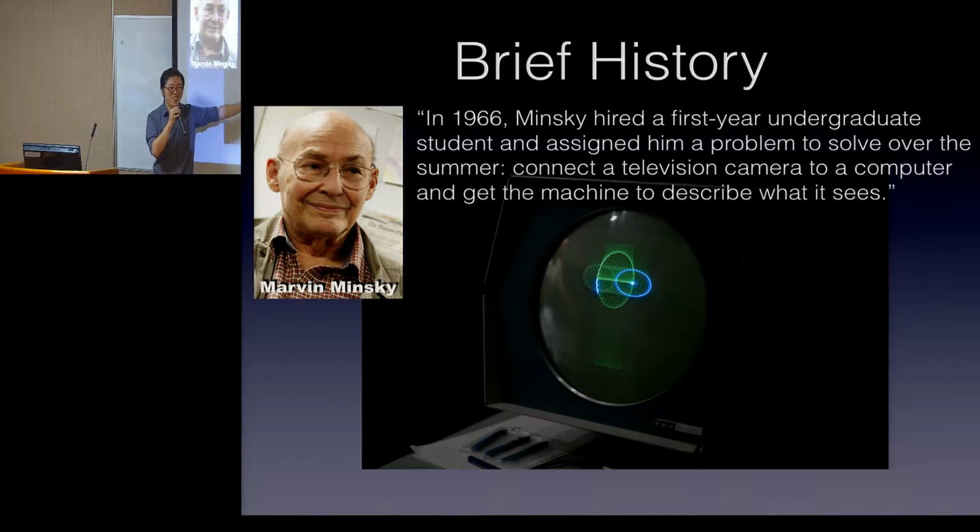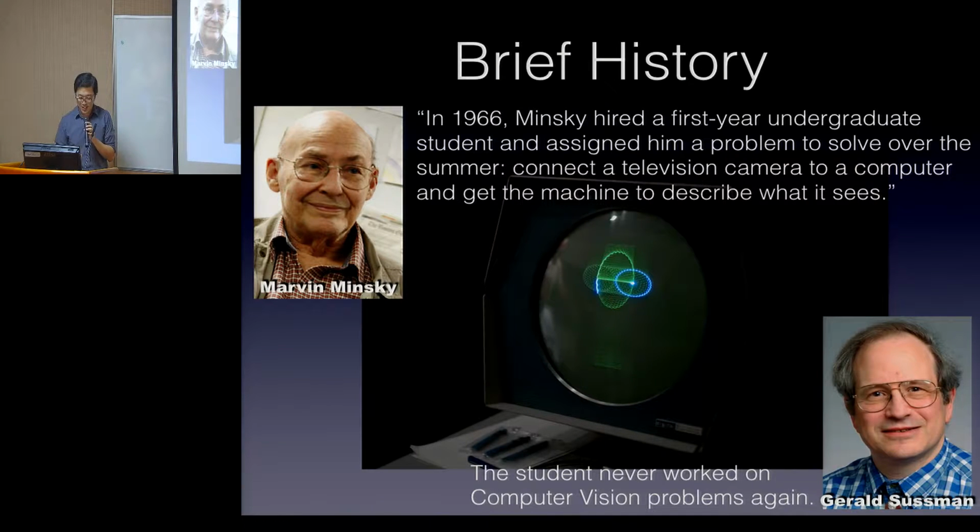So this is a photo that is in addition to what Jia Bing had in his slides. So this is the computer that they were using at that time. They only have like 12 CRT display things, and they shoot out circles or squares or random patterns like that. So it was indeed quite ambitious, and the student, although eventually he became an Ivy League distinguished professor, Gerald Sussman, he never worked on computer vision ever again. So it's really super challenging.